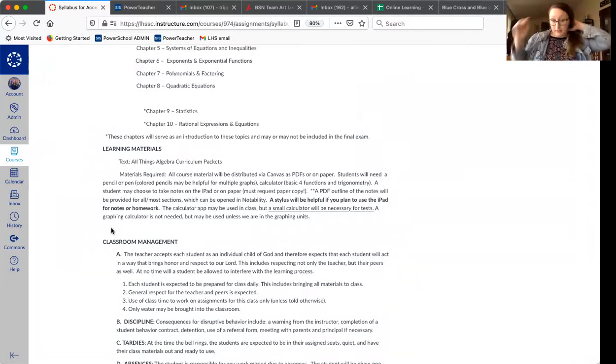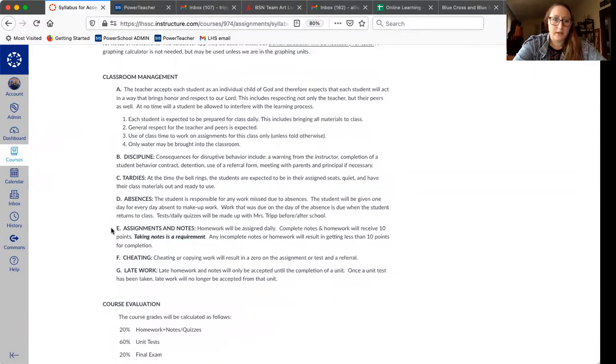The students are given some PDF packets for the math curriculum for Algebra 1. Much of that is either distributed to them in paper copies or can be distributed to them online via Canvas as well. Students do need a stylus if they want to do any of that on their iPad. They also need just a small 4-function calculator for tests. They do not need a graphing calculator, but if they have one, that's great. But it is not required.